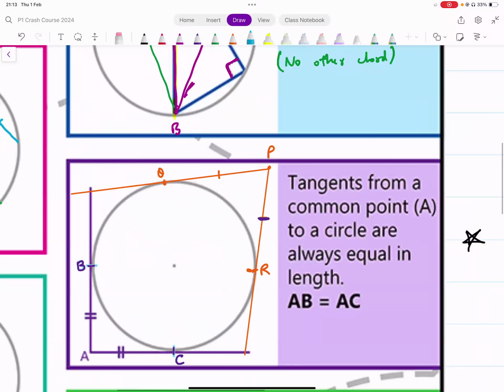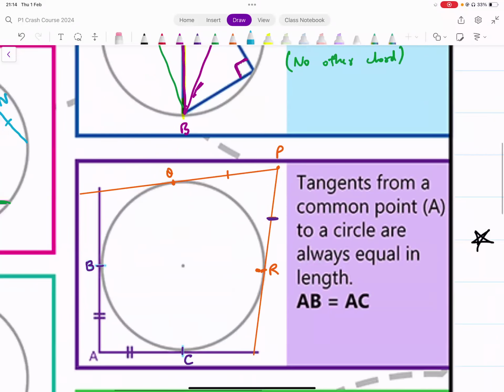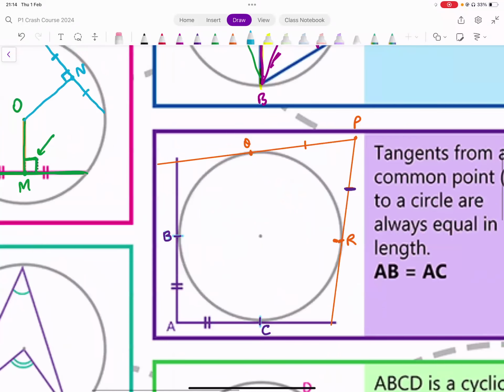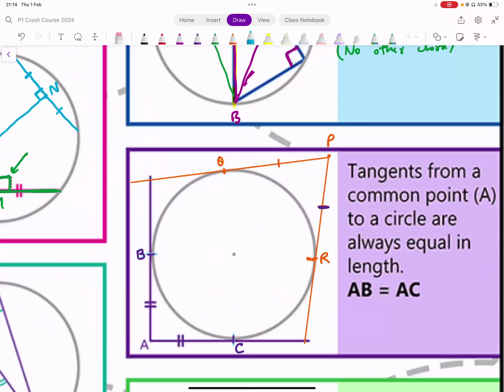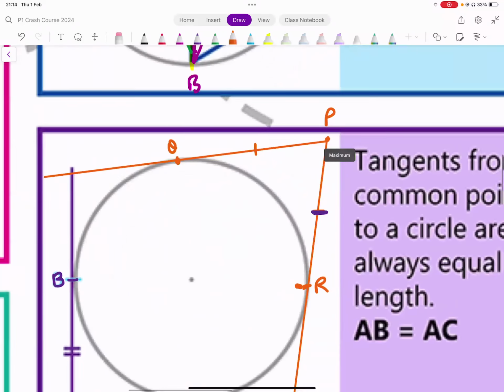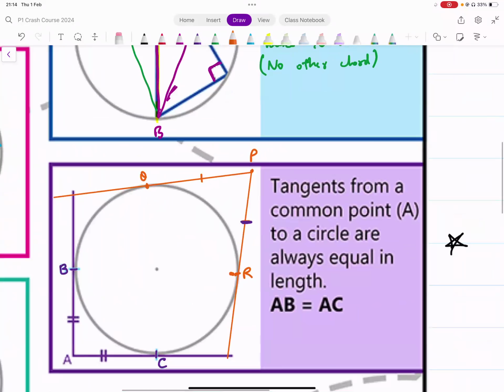Again, another very commonly used one: tangents coming from outside a circle, from a single point. So let's say I have this point P. From that point P, I have two tangents coming. One is touching the circle on this side. The other is touching the circle on this side. There are two tangents that are coming to the circumference of the circle like this.